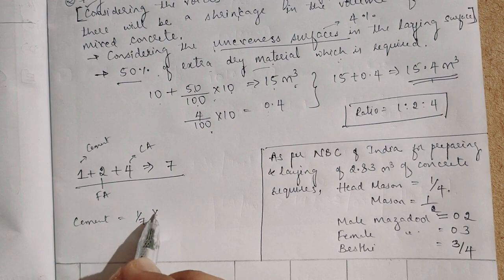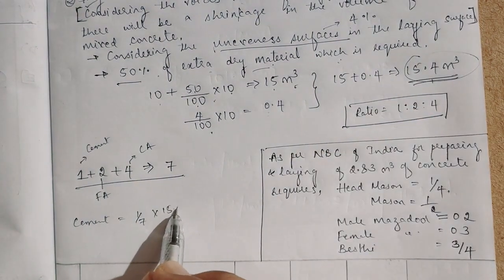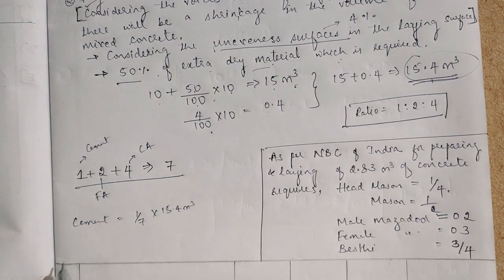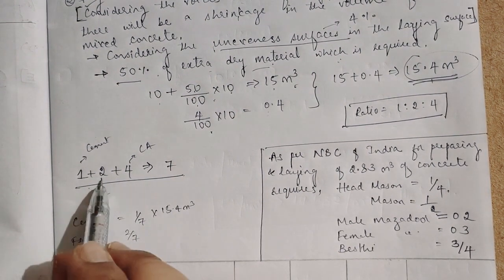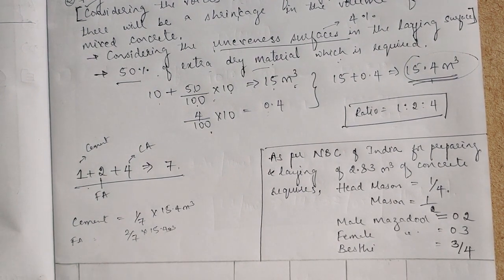1/7 of this total volume, 15.4 meter cube. Fine aggregate, if you want, means 2/7 of 15.4 meter cube. So like this we will calculate. Okay, for this is the first problem.